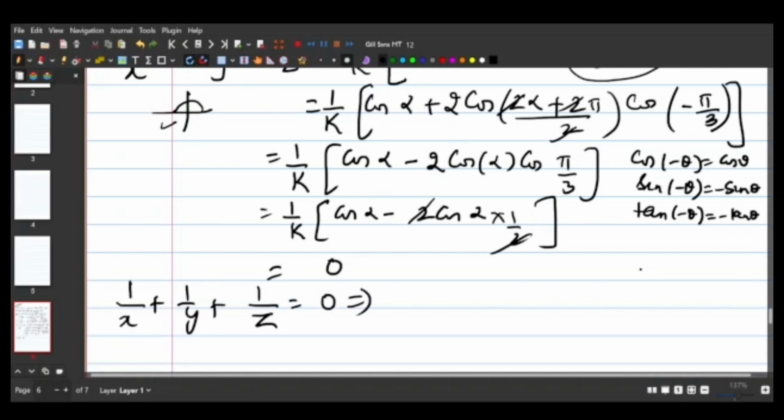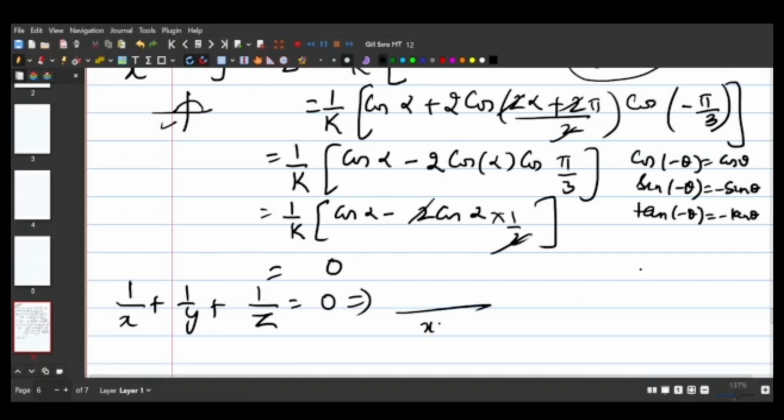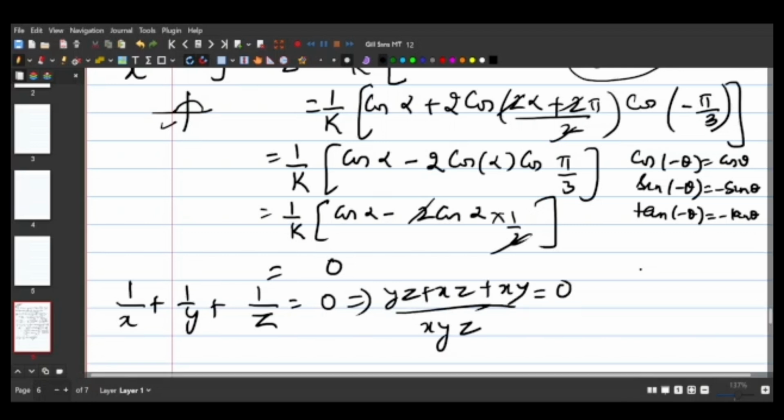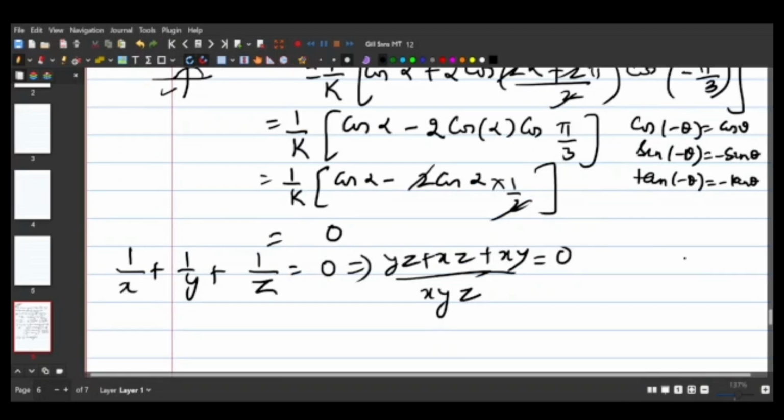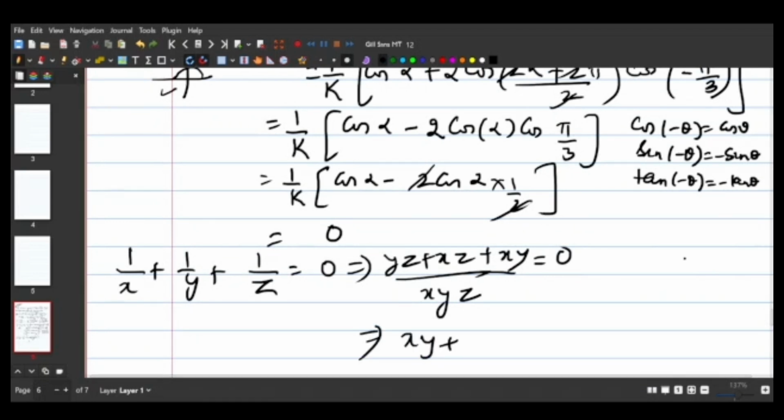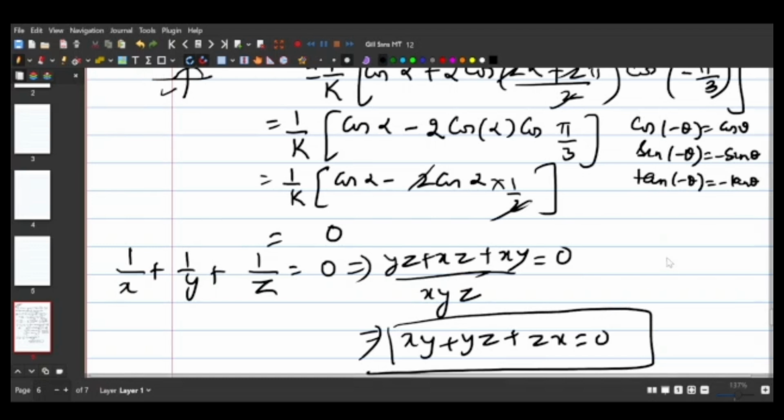Now if you take the LCM here, it will give you xyz in the denominator, then we are going to have yz plus xz plus xy. This is 0, and we know that the whole thing is 0. It means that if you cross multiply, xy plus yz plus zx is 0. So did you see how different this question was? I hope you have understood.